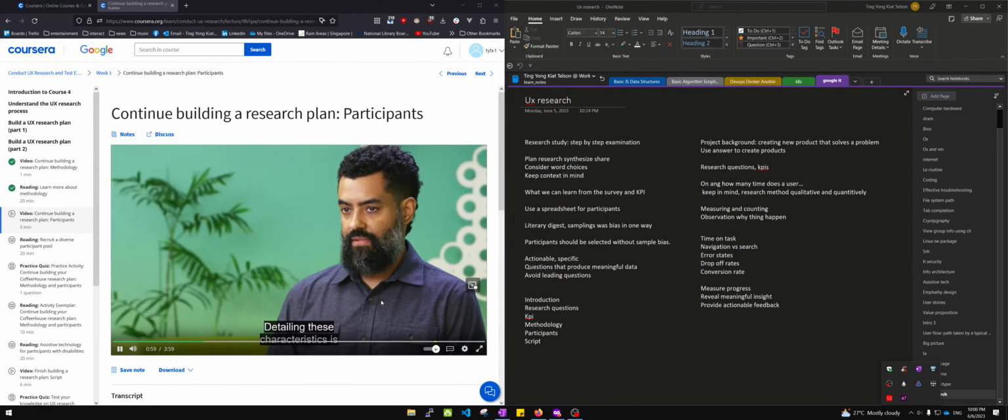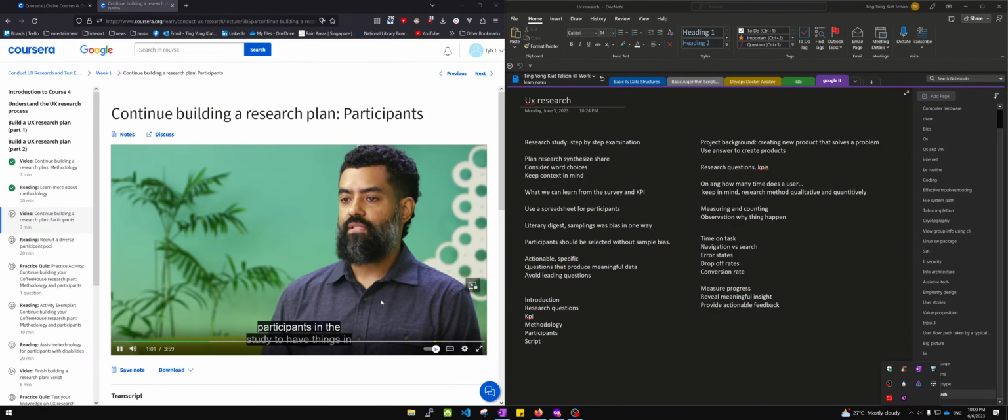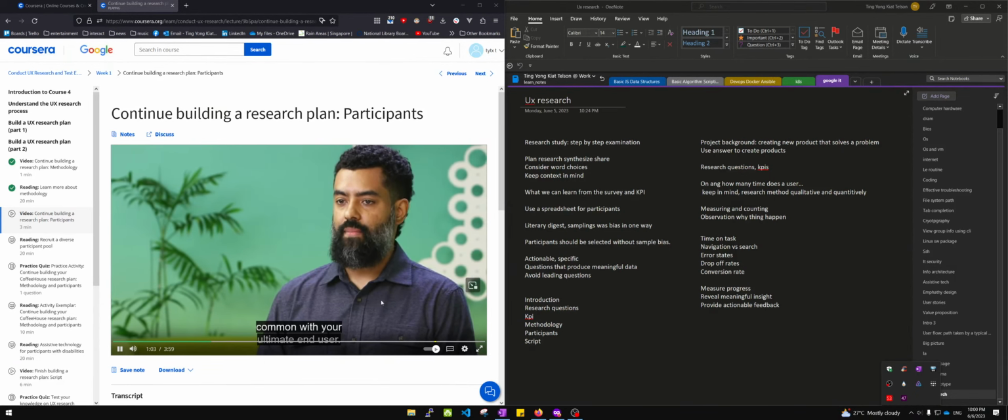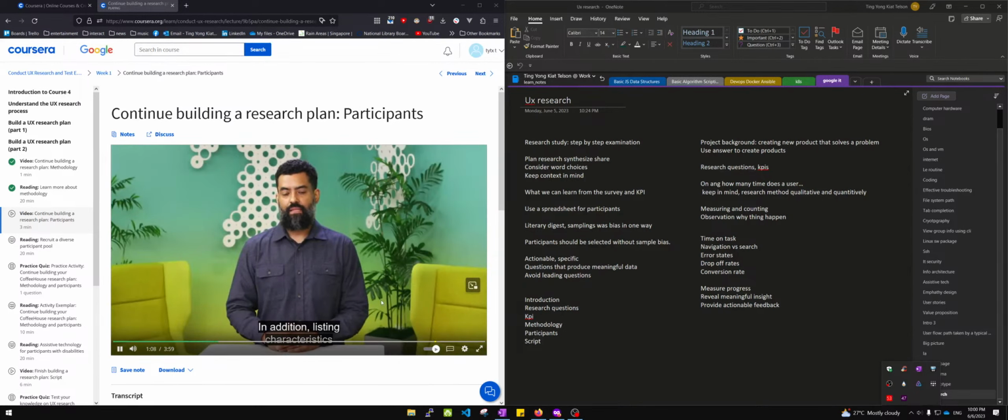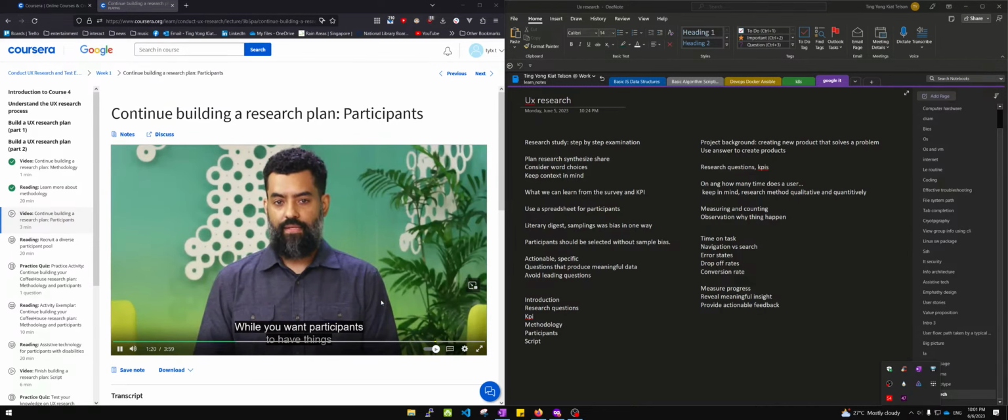Detailing these characteristics is important because you want participants in the study to have things in common with your ultimate end user. In addition, listing characteristics of participants helps you avoid sample bias. You may remember that sample bias happens when you unintentionally choose study participants from a select group. While you want participants to have things in common with your end users, you still need to make sure that participants are representative of all users to make sure your results aren't skewed.